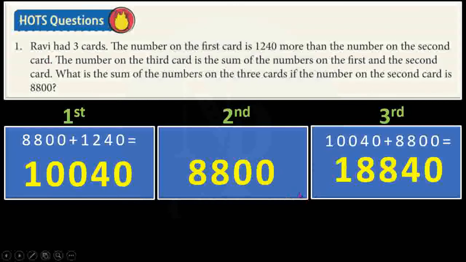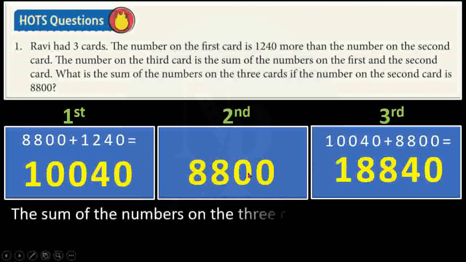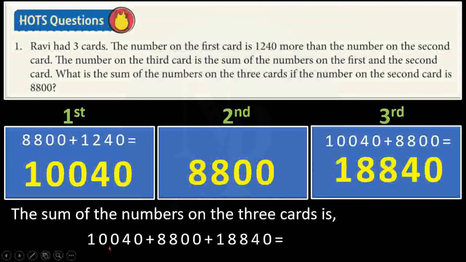This is not the complete answer to the question here. We still need to find the sum of the numbers on the three cards. That is, we have to add all the three numbers here. The sum of the numbers on the three cards is 10,040 plus 8,800 plus 18,840, which is equal to 37,680. It completes the answer or solution for question 1.